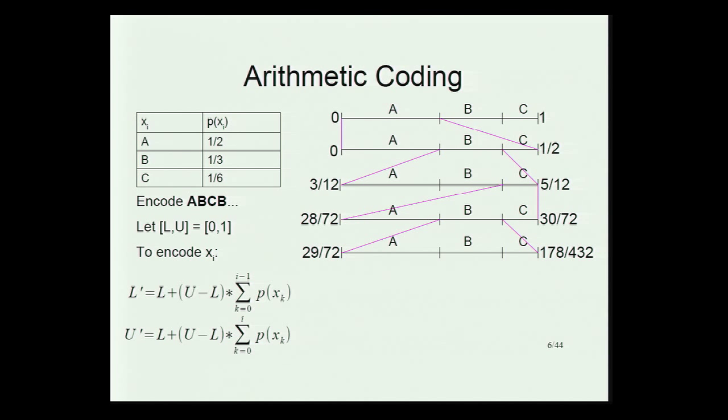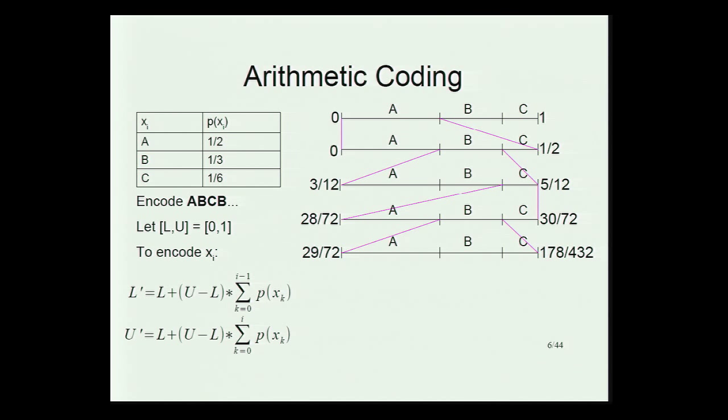The exact formula I've been using is quite simple. L and U are the lower and upper bounds. To calculate our new bounds, we simply take the difference, multiply it by the cumulative probability up until there. So for A, that's nothing, for example. And then for the upper bound, just one more probability along, i minus 1, i. And that's what we're doing here.